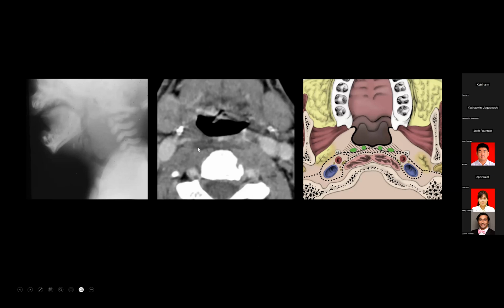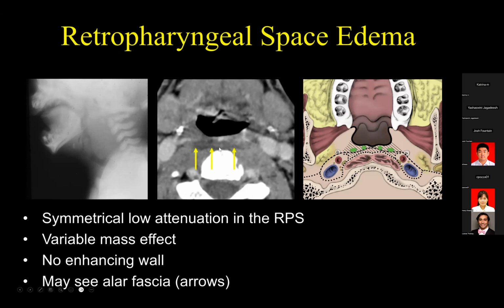Now, here's an example of diffuse low attenuation involving the retropharyngeal space. And if you look real closely, we can see this line right here. So when we look behind the pharynx, we always call this the retropharyngeal space, but in actuality, there's a little fascial layer right here, and that's the alar fascia. And the yellow lines right here actually point to the alar fascia. So in this particular case, we were able to see it. So the true retropharyngeal space is from the, I'll just call it the visceral fascia, to the alar fascia. This is the true retropharyngeal space.